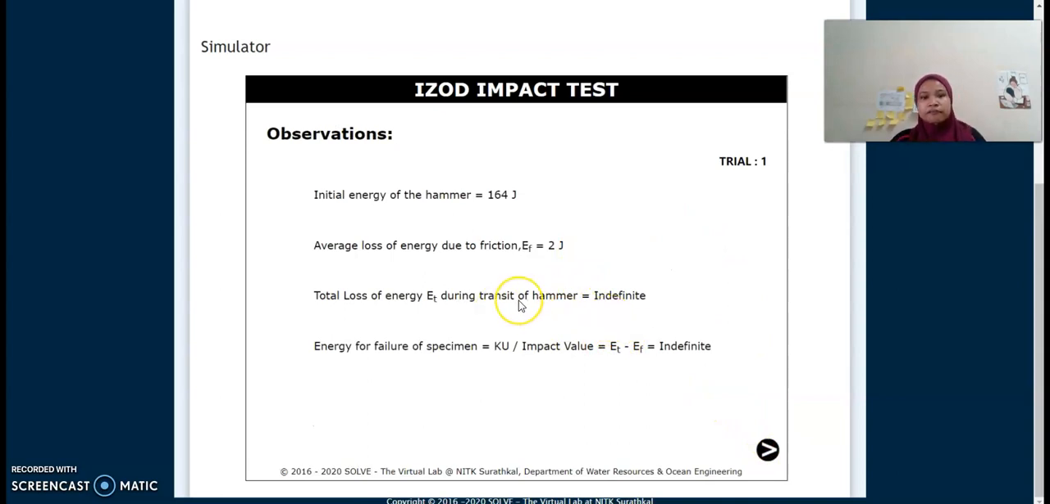Observation for trial 1. Initial energy of the hammer is 164 joule. Average loss of energy due to friction, EF, equals 2 joules. Total loss of energy, ET, during transit of hammer equals indefinite. Energy for failure of specimen, KU, impact value equals ET minus EF, equals indefinite.